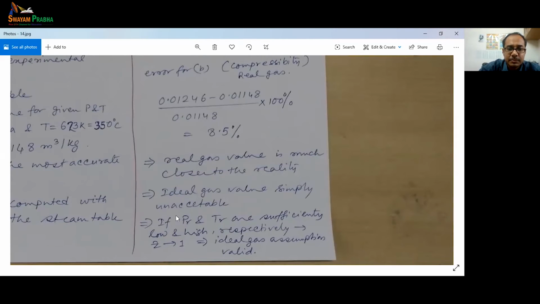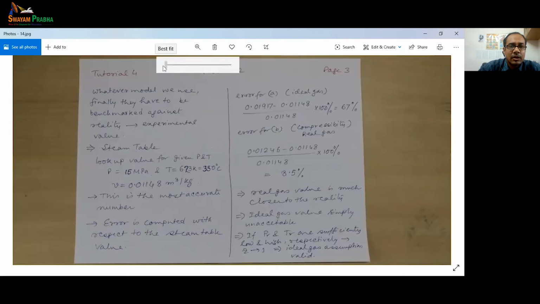And we can see that this PR and TR should be sufficiently low for PR and sufficiently high for TR to get the ideal gas value. If we take very low pressure and very high temperature, then the compressibility factor you will get will be very close to 1. So that means the ideal gas value will be valid. So that's the compressibility factor problem we have looked at.